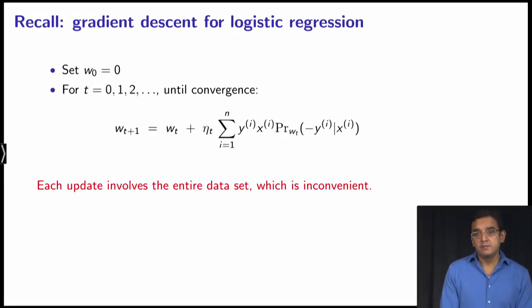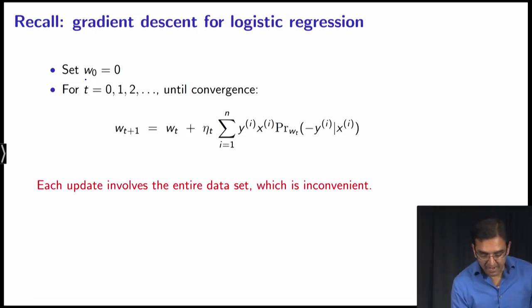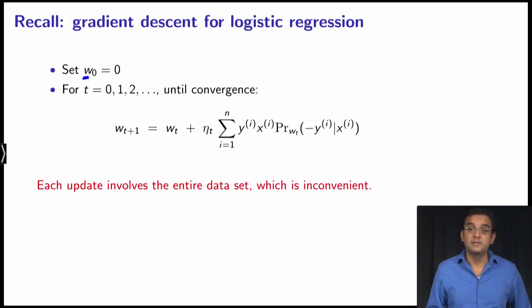Okay, so last time we derived the gradient descent algorithm for logistic regression, and this is what it looks like. So we want to find a parameter vector w that minimizes the logistic regression loss function. And the way we do it is as follows. We start by initializing w to 0, and then we enter into a loop where we keep updating w. We keep adjusting it until it finally converges. And each update is quite simple.